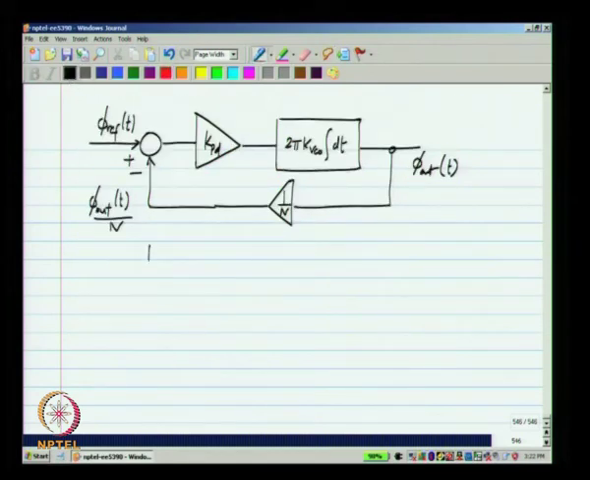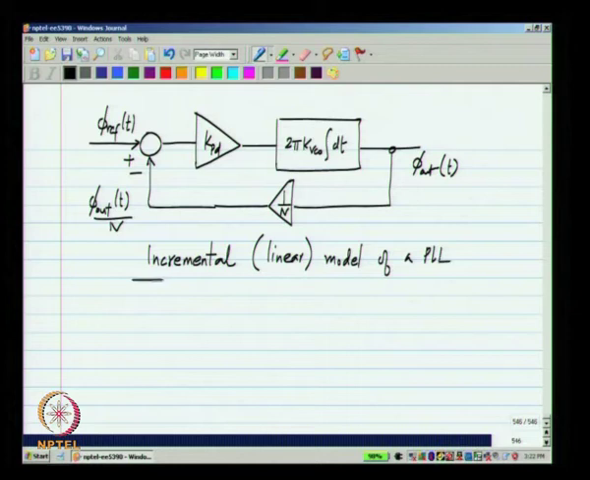This is the incremental and of course linear model of a PLL that is used very widely to calculate the effect of disturbances, basically to calculate everything that is related to the phase lock loop. Okay. You see that inside the loop, in the loop gain, there is one integral, that is this 2 pi k VCO integral dt. The integrator is contributed by the VCO.